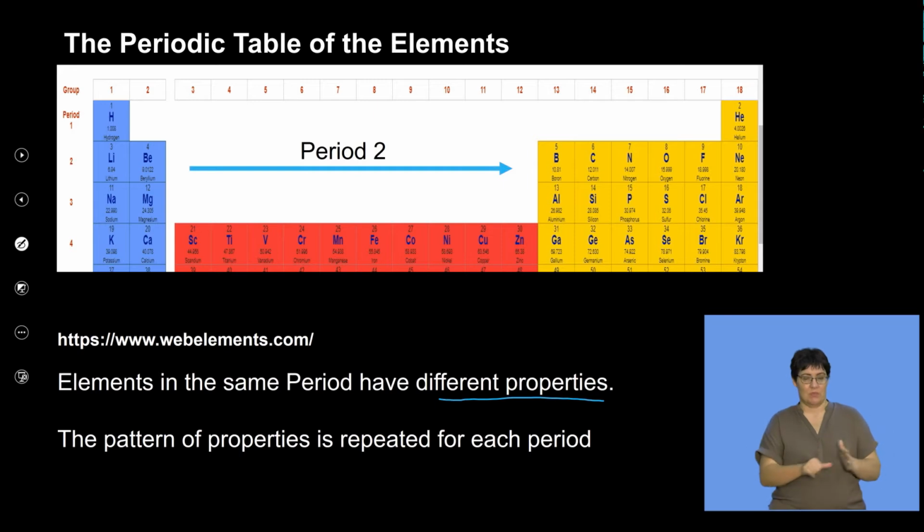And then the pattern of properties is repeated for each period. Hence, this has to do with what we call periodicity, right? So if you talk about periodicity, we're talking about the repeat in terms of the properties of materials within a period. The trend is repeated for every period. Hence, we call it the periodic table, right?